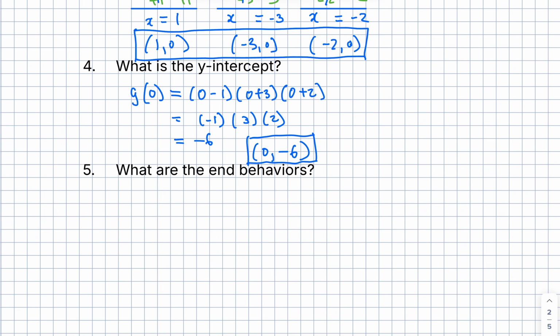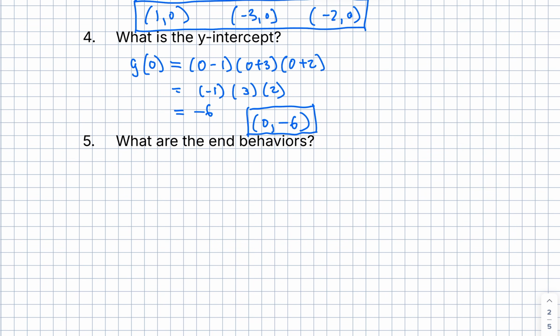Now, what are the end behaviors of this function? This is where we're going to need to graph it. Before we do that, we want to note the following. As x approaches negative infinity, what happens to the function?